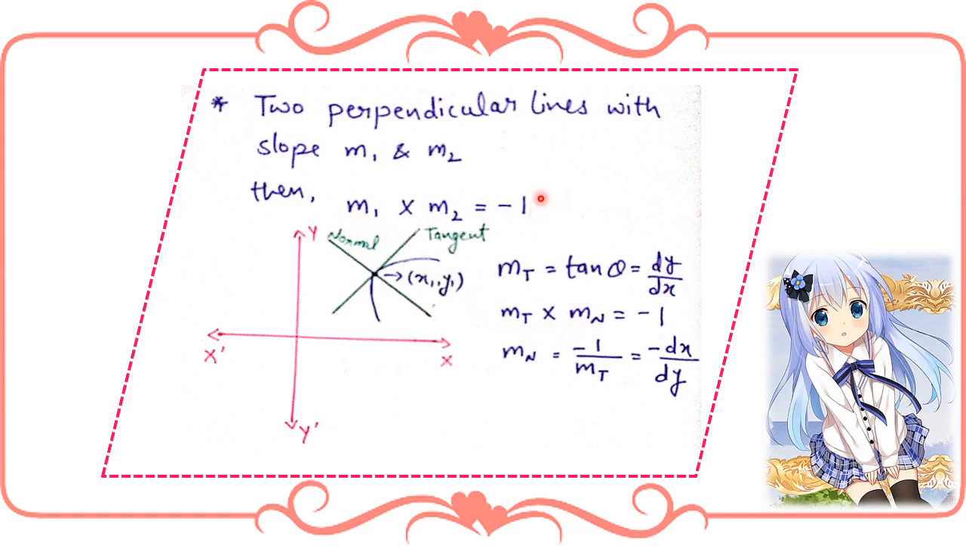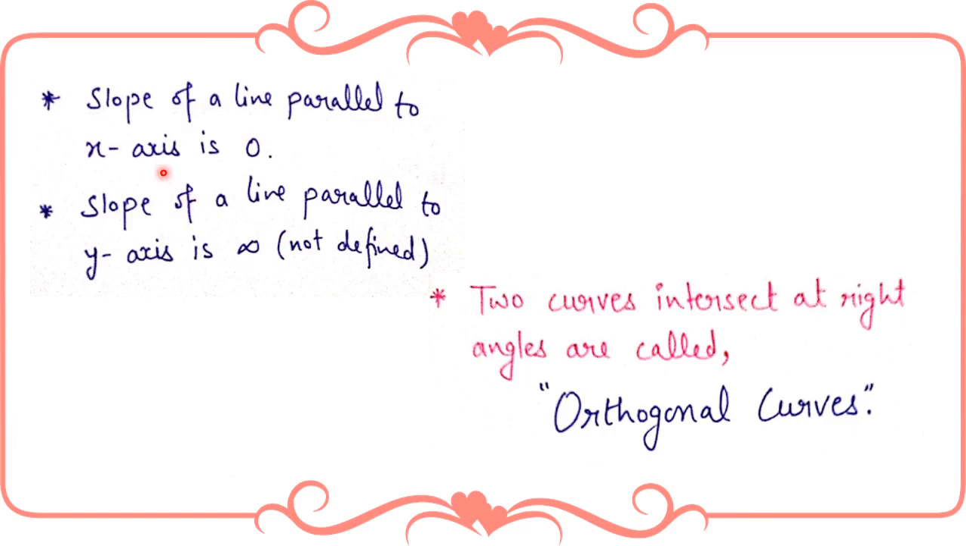Now, because of this property, slope of tangent times slope of normal will be equal to minus 1, as these are two intersecting perpendicular lines. So slope of normal will be equal to minus 1 upon slope of tangent, which is equal to minus dx upon dy. And we are going to use this in our questions. Slope of a line parallel to the x-axis is 0. Slope of a line parallel to the y-axis is infinity, which is not defined.